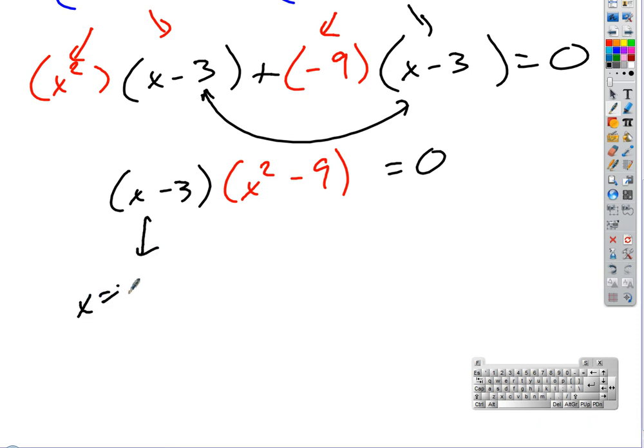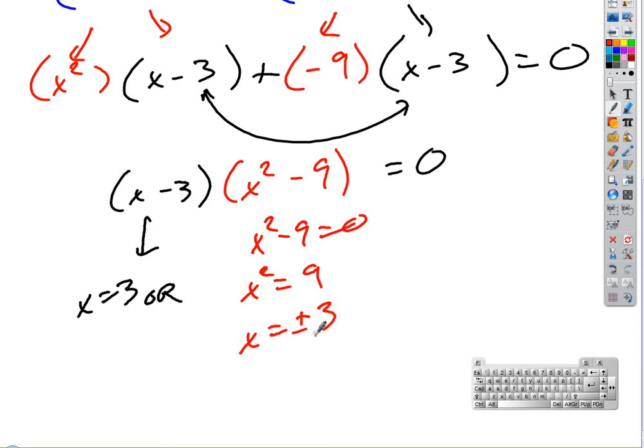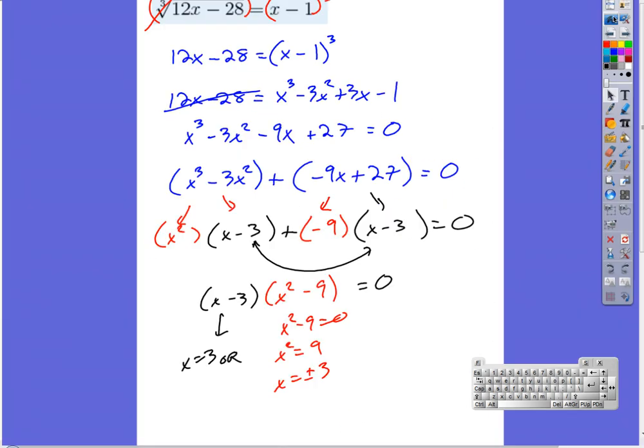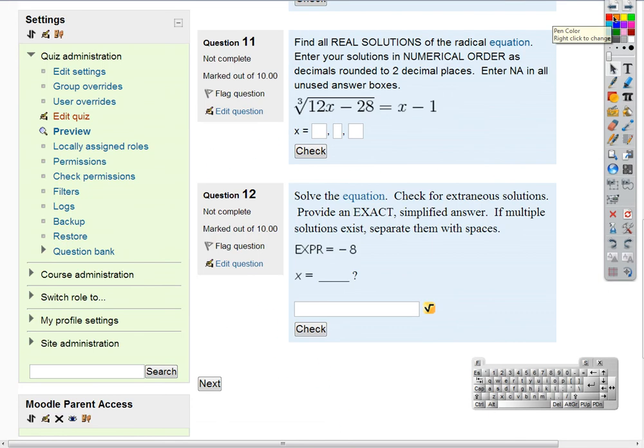So I get x equals 3, or if I set this equal to 0, x squared equals 9, so x equals plus or minus 3. Okay, so I get 3, negative 3, and 3 again. And how does it tell me to input these? Let's make sure we read the directions on this one. So it says if multiple solutions exist, no, wrong one, up here. Enter all your solutions in numerical order. So negative 3, 3, 3.